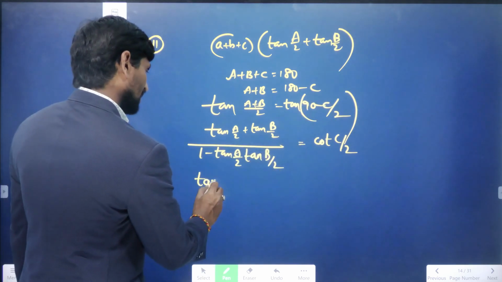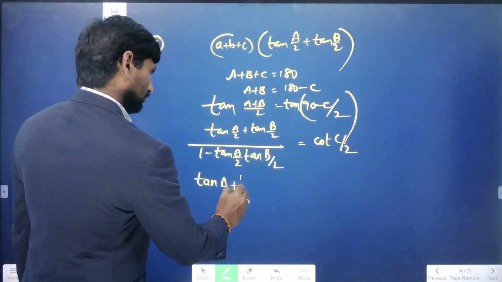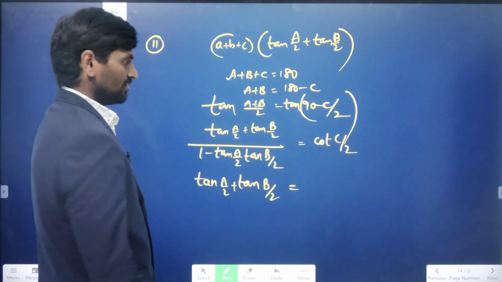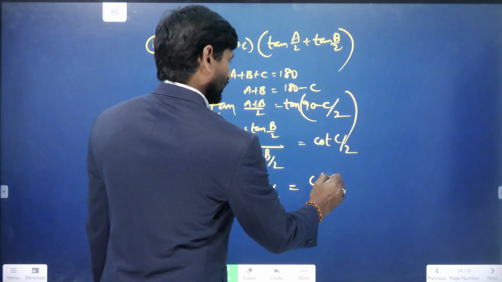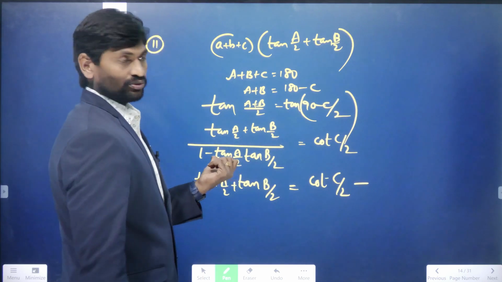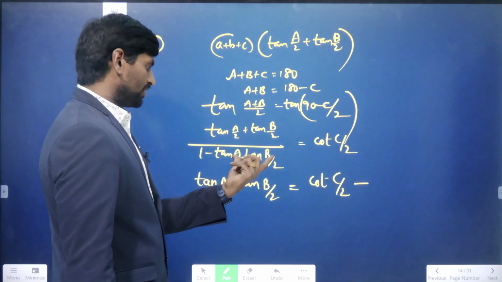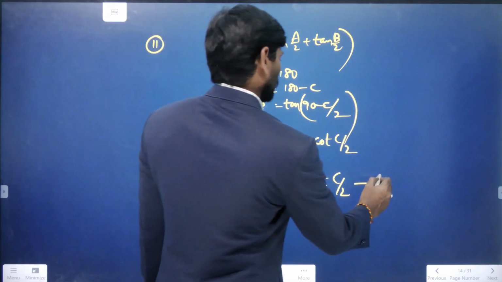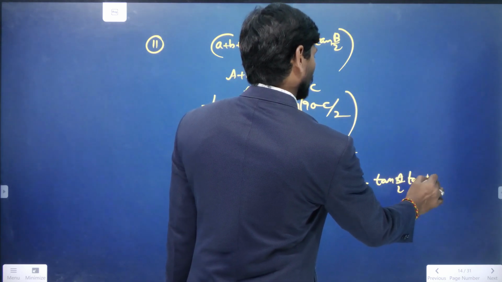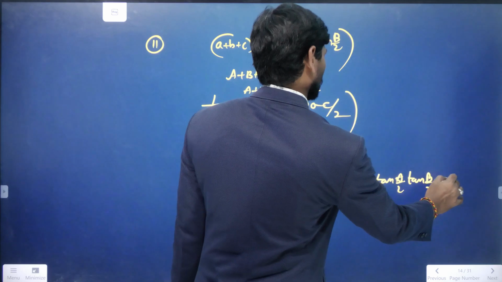Then the left side will have tan A by 2 plus tan B by 2 equals cot C by 2 into 1, that means cot C by 2 minus 1 into, minus tan A by 2 into tan B by 2 with this one. So tan A by 2 into tan B by 2 into cot C by 2.